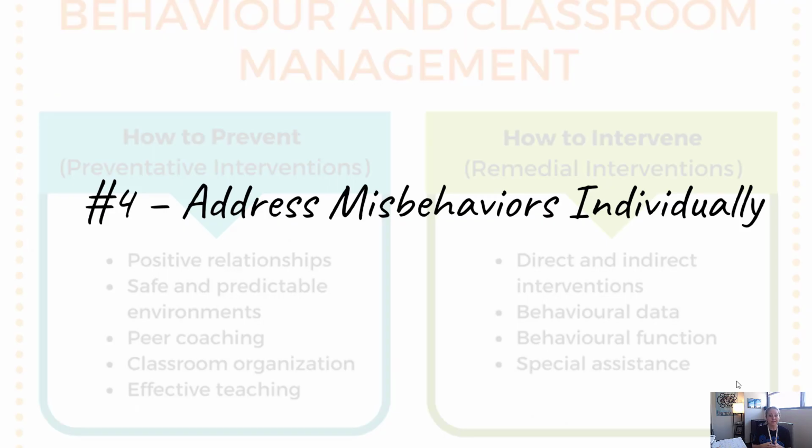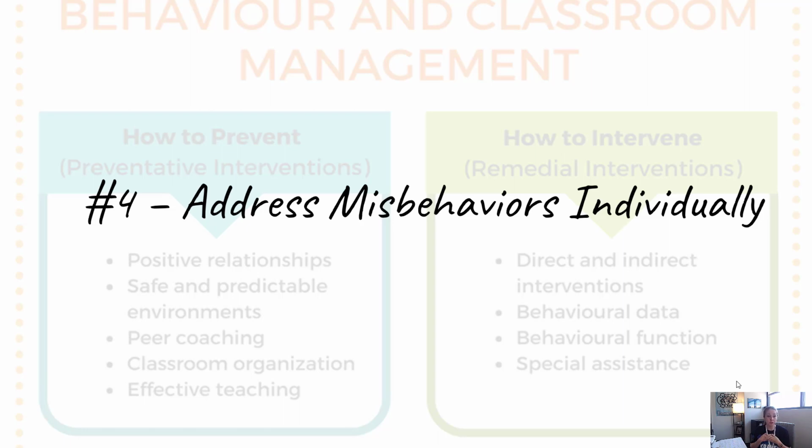Tip number 4 is address misbehaviors individually. You're going to have students act out in class. It's inevitable. I don't care if you have the best classroom management plan ever. You're still going to have misbehaviors in class, and you just got to learn to accept that. But you've also got to think through, how am I going to address those misbehaviors?